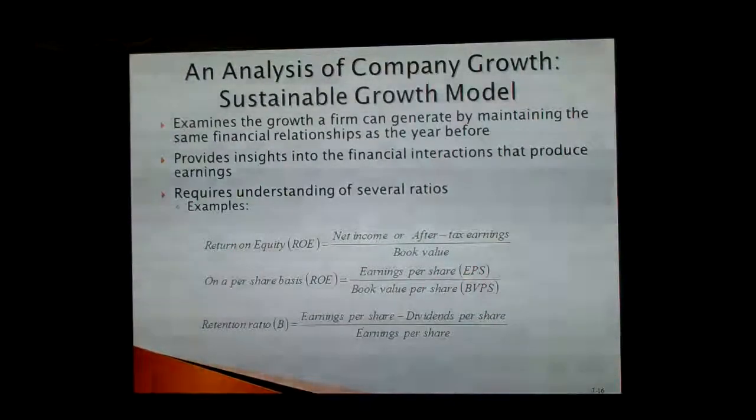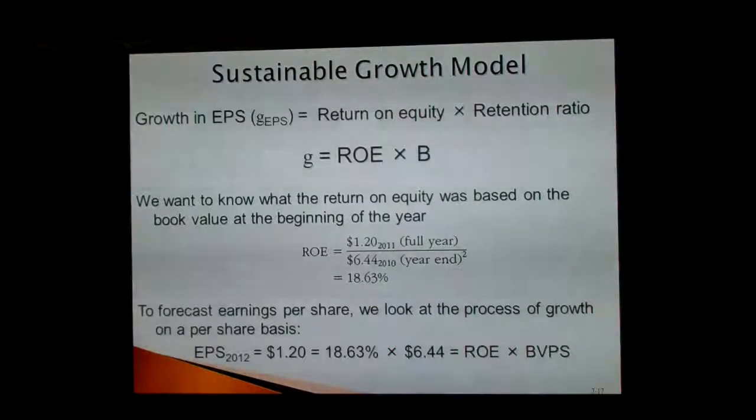And then the retention ratio. If we have an extra $100 in cash at the end of the year and we pay 60% of that out in dividends, what we keep, where we're reinvesting, hopefully, back into the company, is our retention ratio. So, sustainable growth model, growth in EPS is return on equity times retention ratio. So that's our calculation to get G.